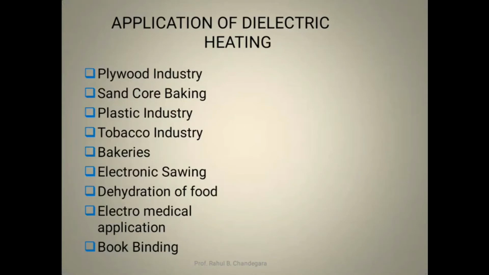Plywood industry, sand core baking, and plastic industry most probably use dielectric heating, for plastic bending and making reuse of plastic in many things. Tobacco industry, bakeries, electronic sewing, and dehydration of food to remove moisture from the food, so this process is called dehydration of food. In that method we are using the dielectric heating method. Electromedical applications and book binding.